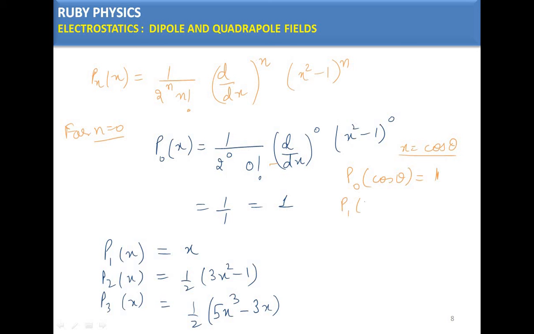Then p1 cos theta is cos theta only, okay. Then p2 cos theta is equal to 1/2 of 3 cos square theta minus 1. Then p3 cos theta is 1/2 of 5 cos cube theta minus 3 cos theta, okay. Simply I have put the value of x in this and I have got the polynomials, okay.